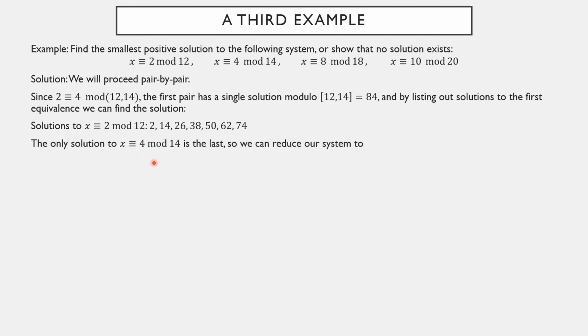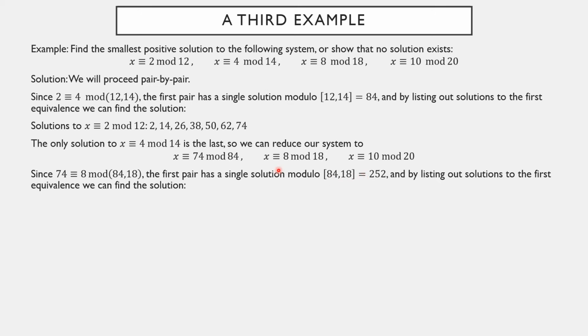The first solution to x being equivalent to 4 mod 14 is 74. So this pair of equivalences gets replaced with x equivalent to 74 modulo that LCM, 84. And then I still have these 2 equivalences hanging around. Okay. Let's take a look at these 2 equivalences.